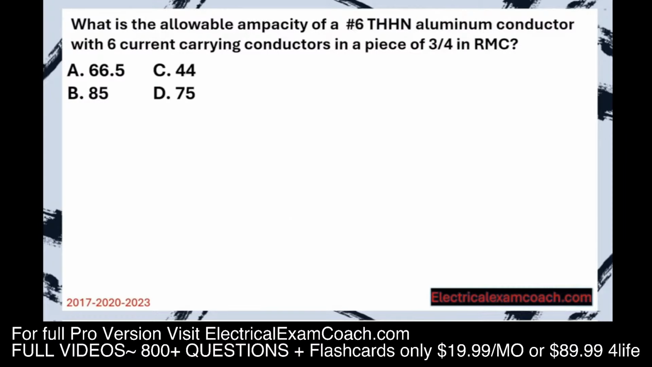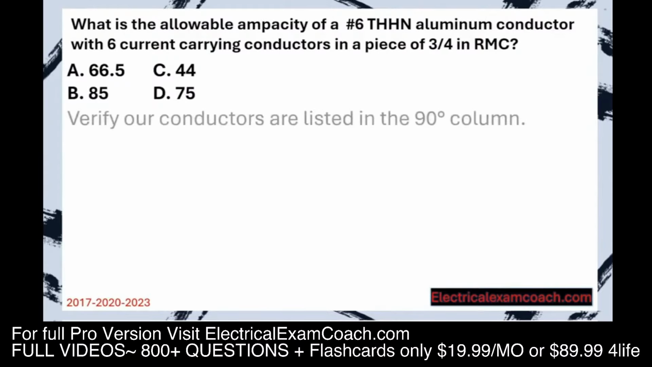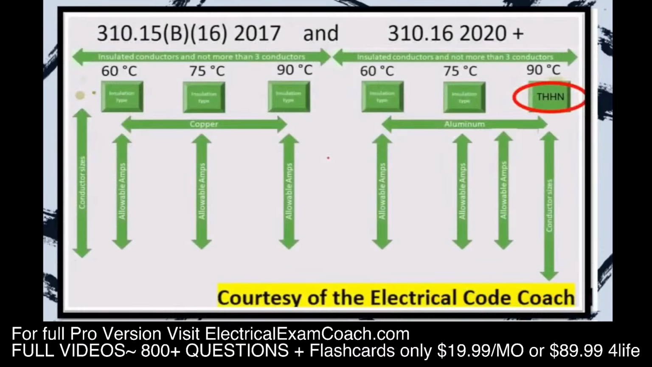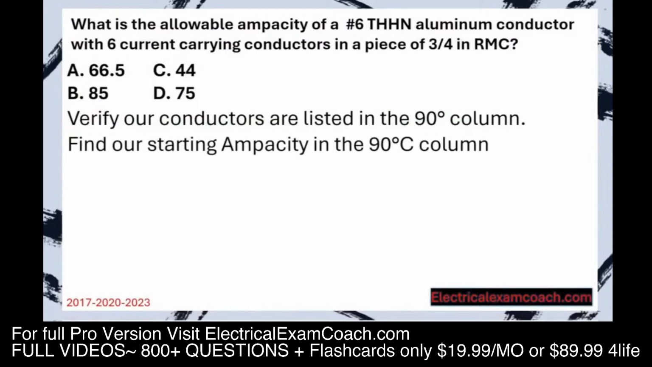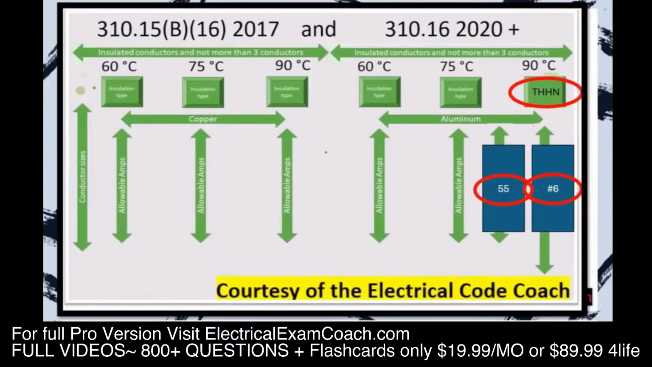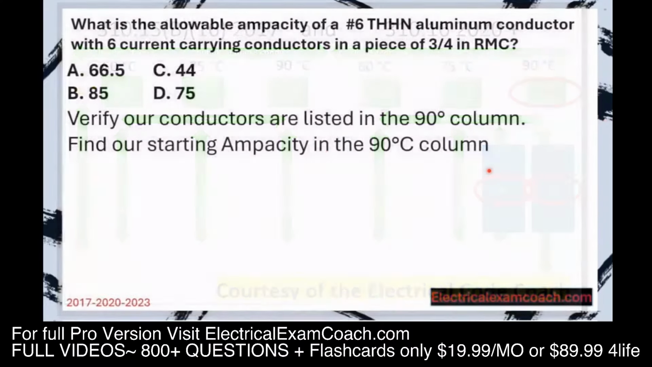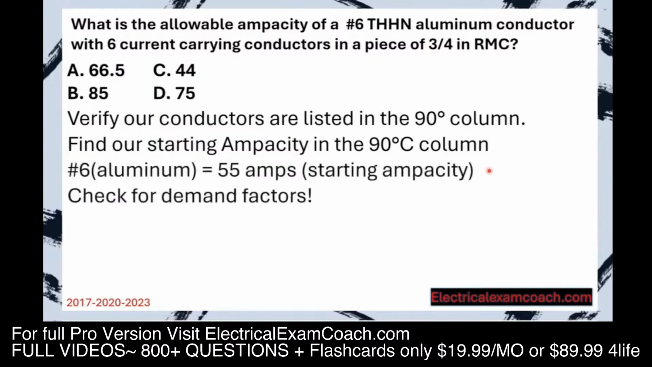What is the allowable ampacity of a number 6 THHN aluminum conductor with 6 current carrying conductors in a piece of 3/4-inch EMT? Step 1, we're going to verify that our conductors are listed in the 90-degree C column. We head there now, but we're on the aluminum side because the question requested aluminum conductors, and we find that THHN is there. Now we find our starting ampacity in the 90-degree C column. We head to our primary ampacity table on the aluminum side, and we slide down until we find a number 6. Then we cross over and find that our starting ampacity is 55 amps. But we must check for demand factors.